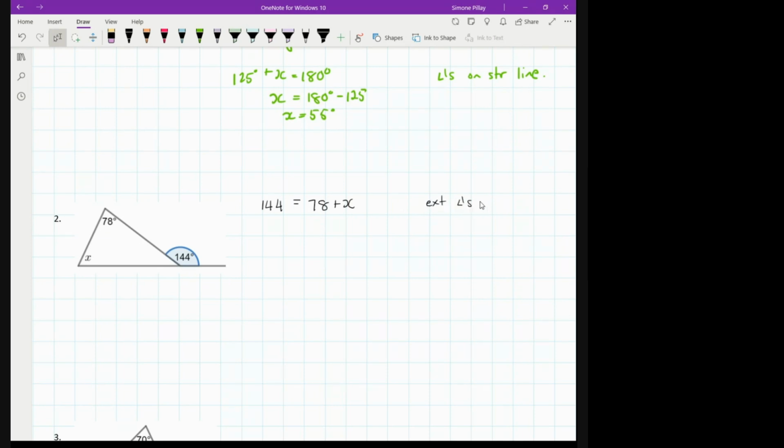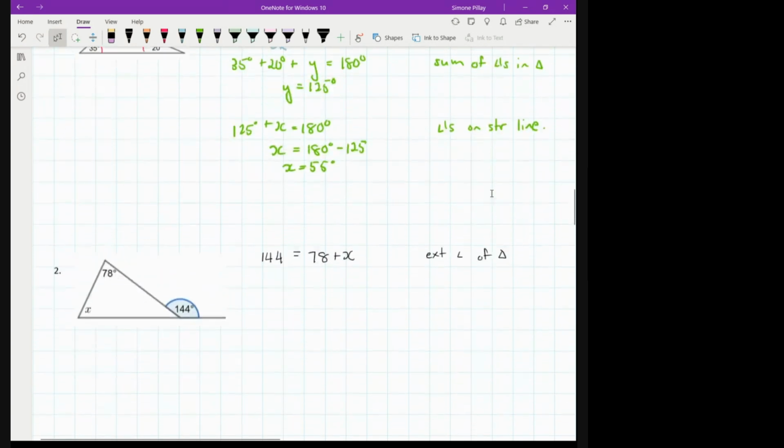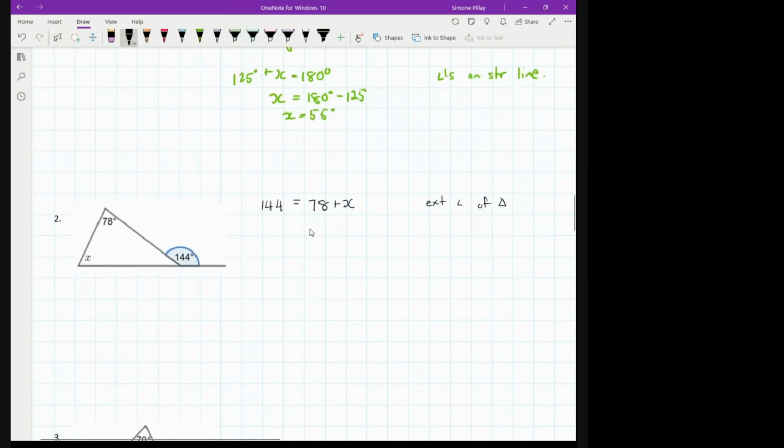Exterior angle. And I always do that. It's just exterior angle. And it's not really "in", so I'm going to go exterior angle of a triangle. What did I write earlier? Exterior angle of a triangle. Cool. Okay, so we have exterior angle of a triangle. Now what?